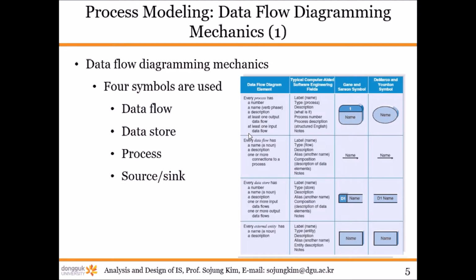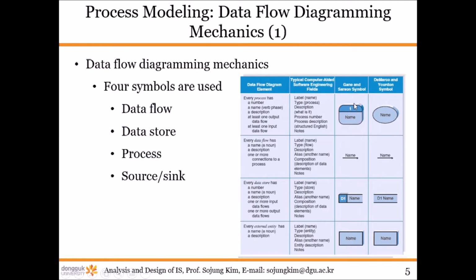So let's look at the notation used for the DFD. Here we have four symbols, and one is a data flow. These arrows with names represent the data flow, and then the data store. And then the source and sink. Technically, you can illustrate this as an external entity or object. Usually this is a component such as a customer or the manager.